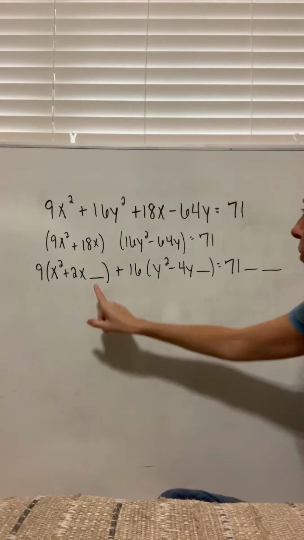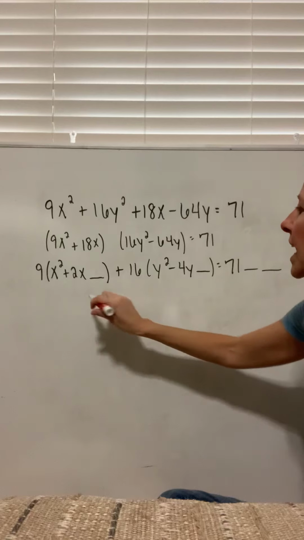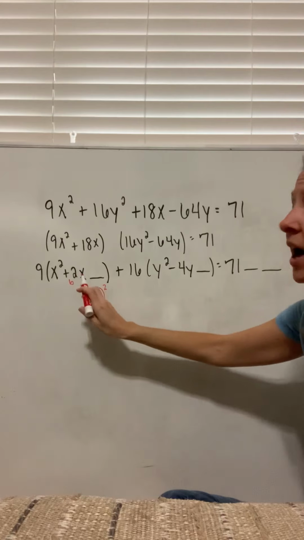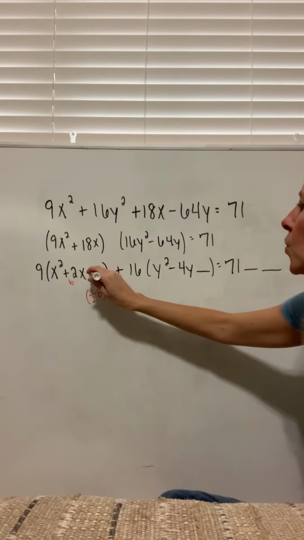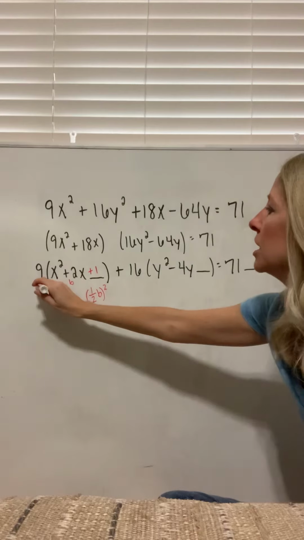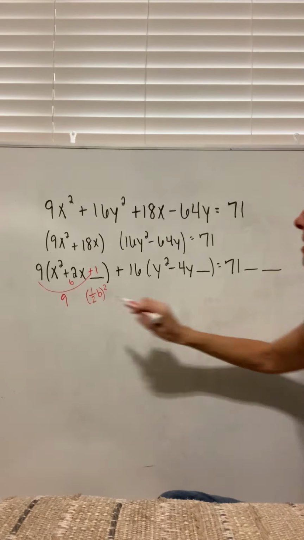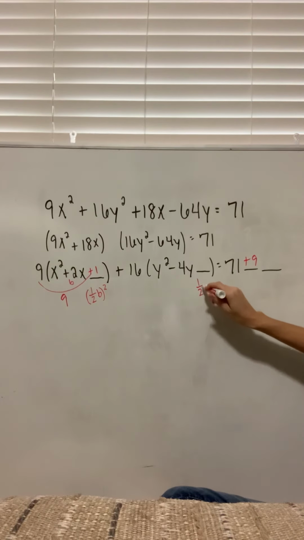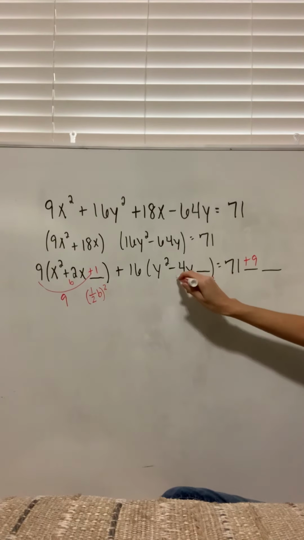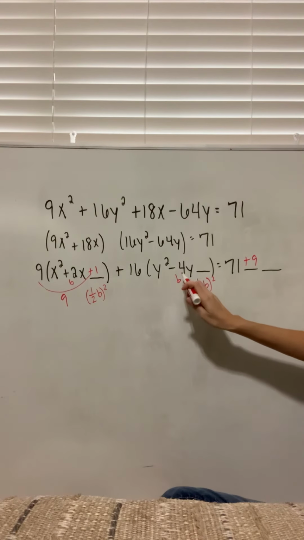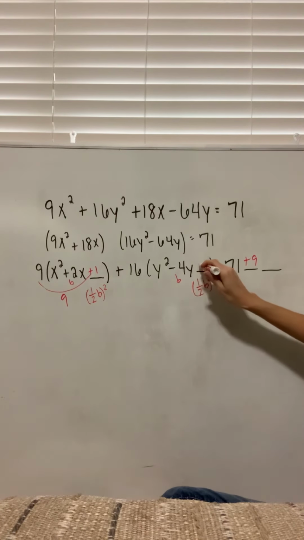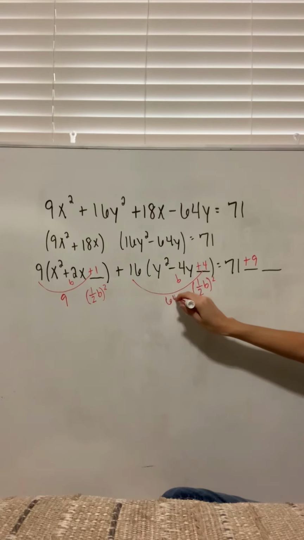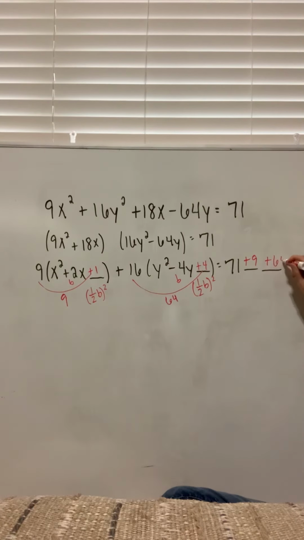So to complete the square, we need to finish this trinomial. We take half of b and we square it. Our b value is 2. So half of 2 is 1. 1 squared is 1. But remember, it's not really a 1. It's really 9 times 1, which is 9. So we're going to add 9. For the y term, we're going to take, again, half of b and we're going to square it. The b value here is negative 4. So half of negative 4 is negative 2. Negative 2 squared is 4. It's not really a 4. 16 times 4 is 64. So we're going to add 64.